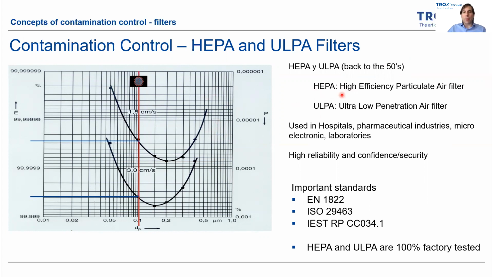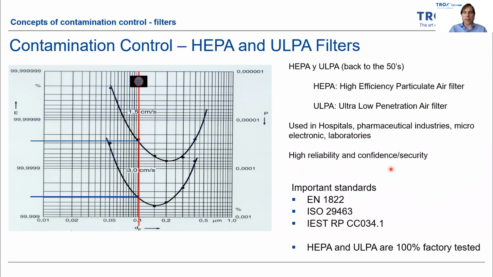HEPA comes from high efficiency particulate air filter, and ULPA comes from ultra low penetration air filter, back in the 50s in the nuclear program. And that's the case of a product name that turned into the name of the technology. They are widely used in hospitals, pharmaceutical industries, microelectronics labs, everything where you have a critical approach to the air, we use a HEPA or ULPA filter.